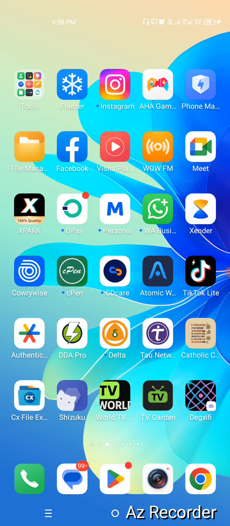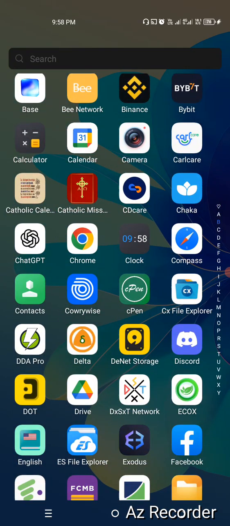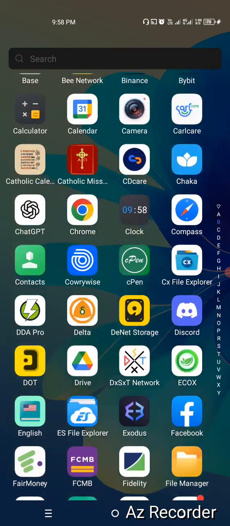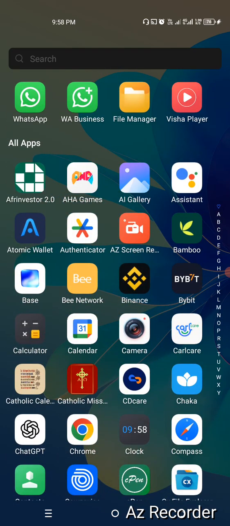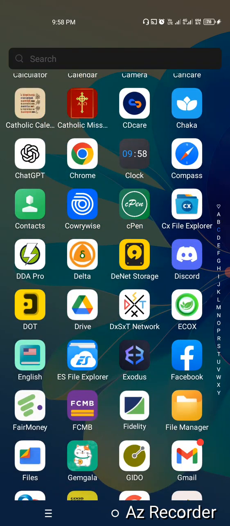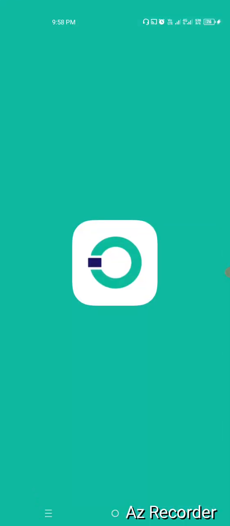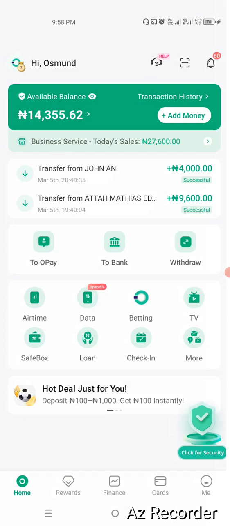TV channel. Today I'm going to be showing us how to buy MTN shares with our AFRINVESTOR 2.0. I want to buy about 10 units of shares. I'll be going to my OPay to transfer money to my AFRINVESTOR 2.0 account.